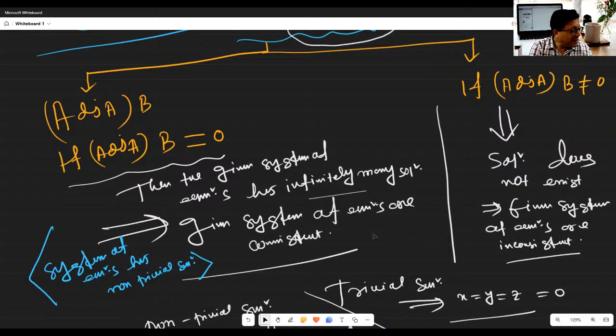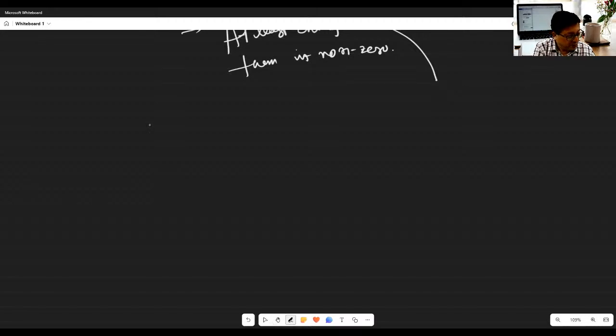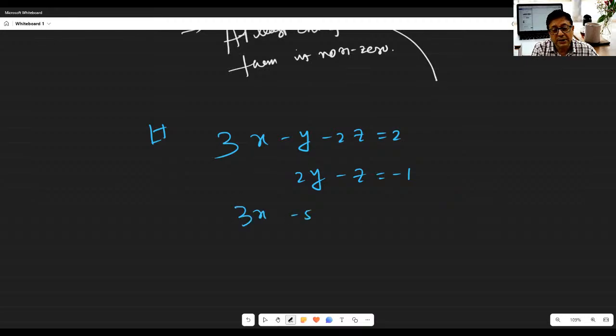Okay, let me take one textbook problem to decide whether it is consistent or inconsistent. This I am taking as 3x minus y minus 2z equal to 2, y minus z equal to minus 1, and 3x minus 5y equal to 3. This is consistent or inconsistent, we have to decide. I have written it this manner because no x is there, and because 0 into z is there. Okay?